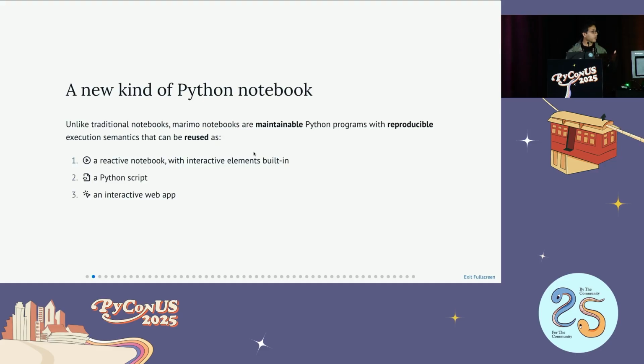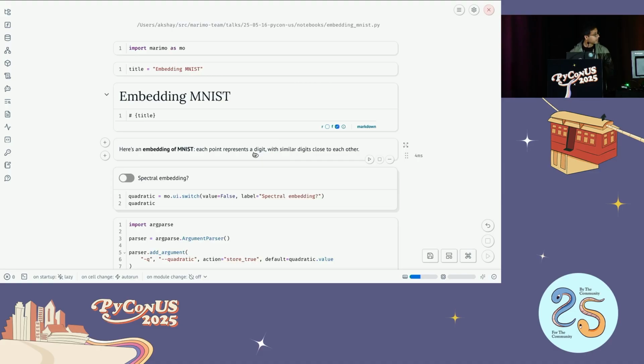And importantly, every Marimo notebook can be reused in actually 3 ways. You can use it as a computational notebook, and in particular, a reactive notebook that has interactive elements built in. But you can also use it as a Python script, and you can use it as an interactive web app. You can share and deploy it as an interactive web app with no changes to your code. So to make things concrete, I'm just going to show a Marimo notebook, one that I've already made. So this is an example of a Marimo notebook.